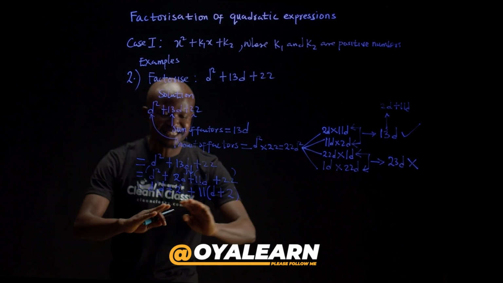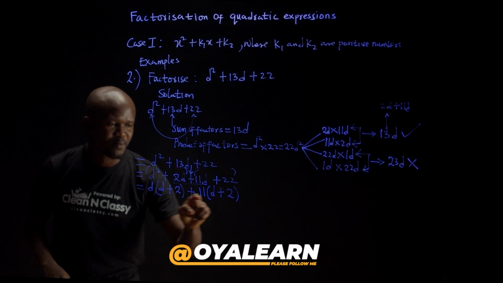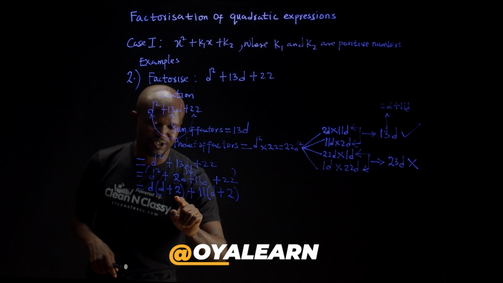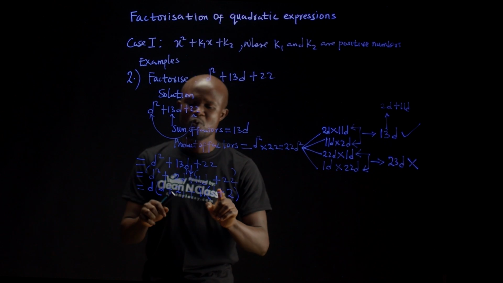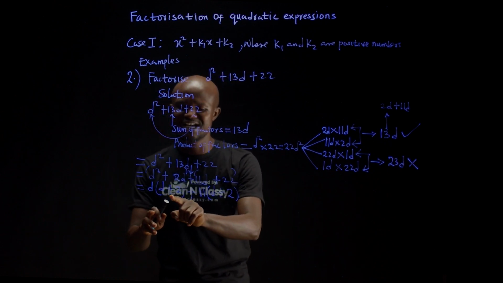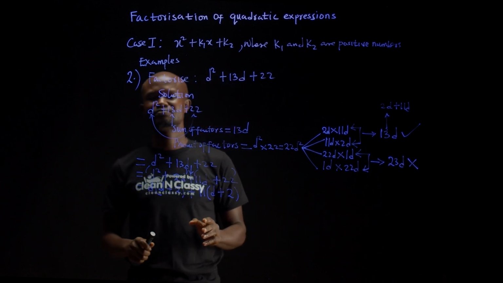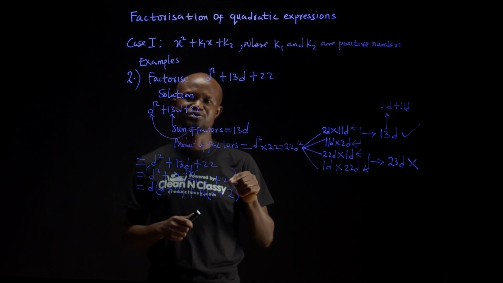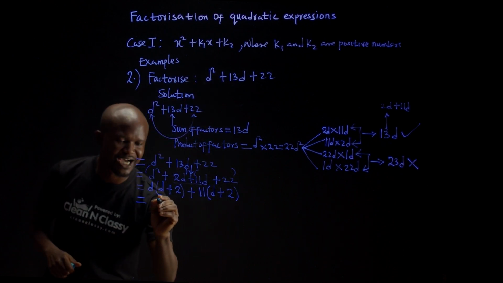Before you can bring the final answer, there is something you need to know. At this level, the expression you have inside the first bracket must be the same thing as the second one. Like this, d plus 2. Once they are not the same, it means that you are wrong. So that means you have to check what you have done. That's another thing you need to take note of. Now, at this level, d plus 2 is common. So we write d plus 2.